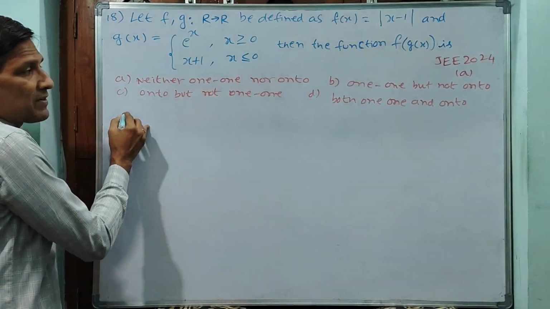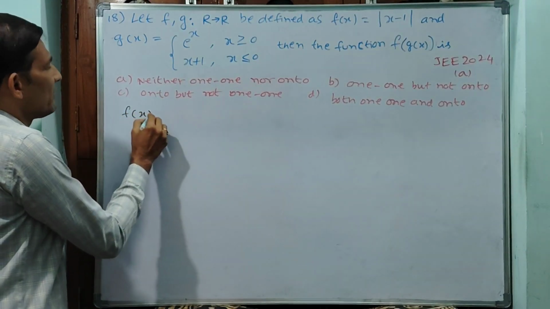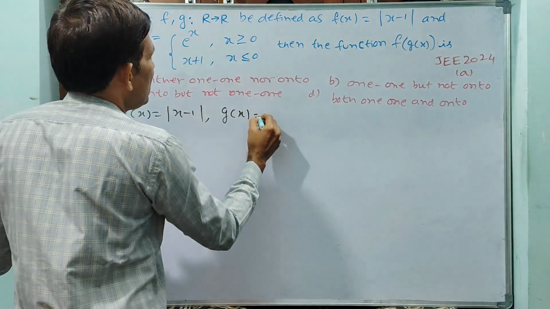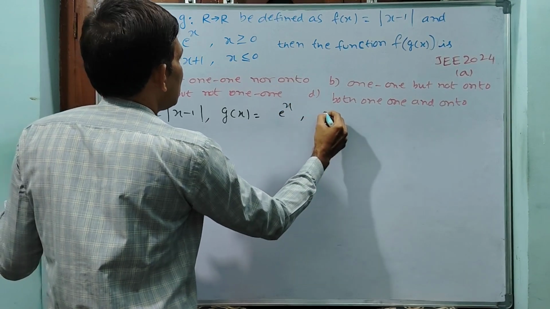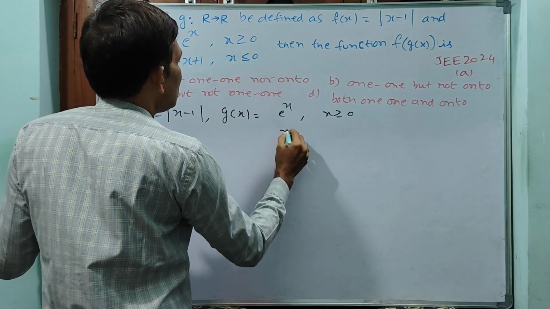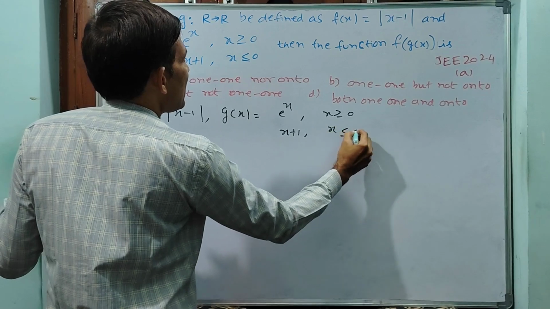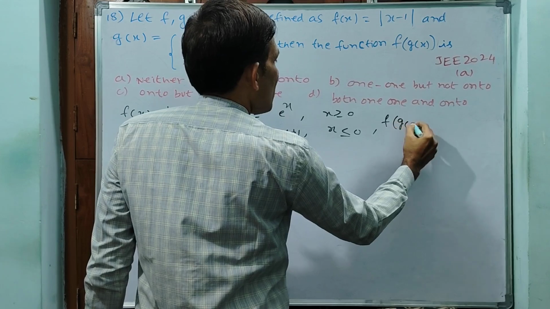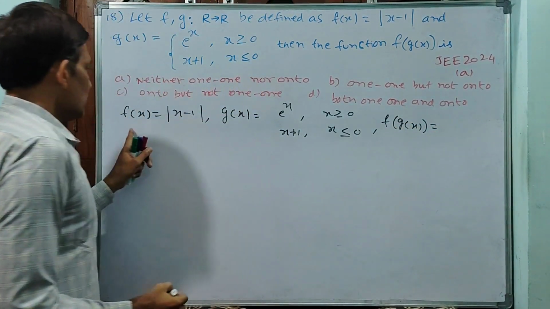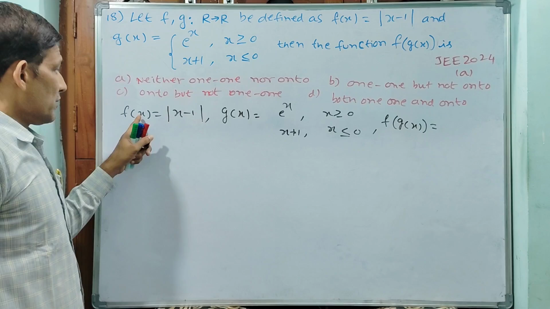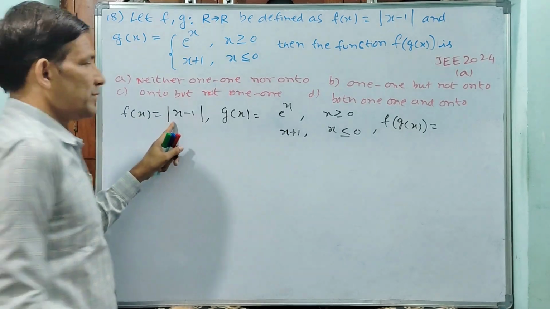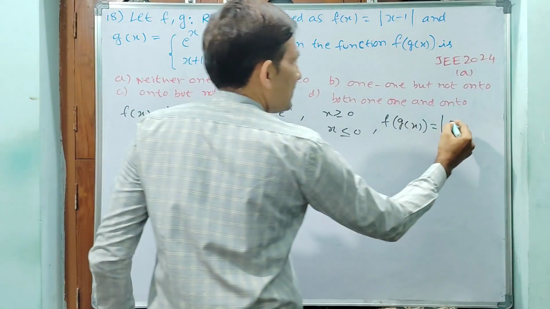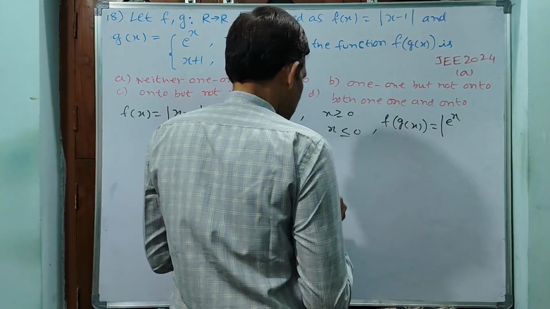See f of g. So let me write first f and g. Your f of x will be modulus of x minus 1, and g of x will be e power x when x is greater than or equal to 0, x plus 1 when x is less than or equal to 0. Then see what I want to say. f of g of x: in place of x you have to put g of x. That means first write modulus, in place of x, g of x. That means e power x.